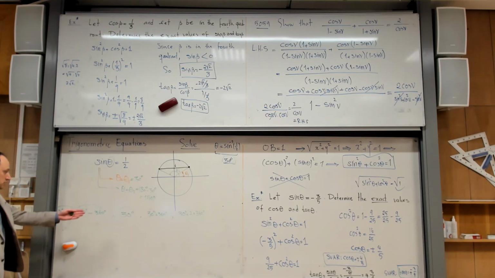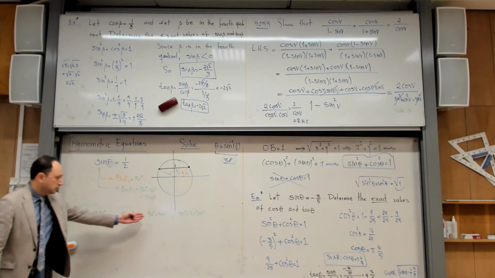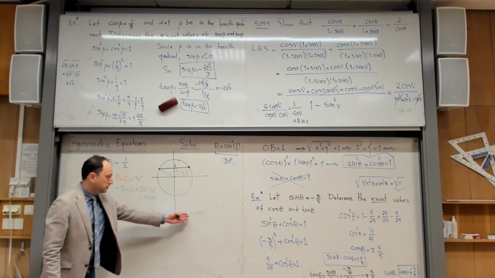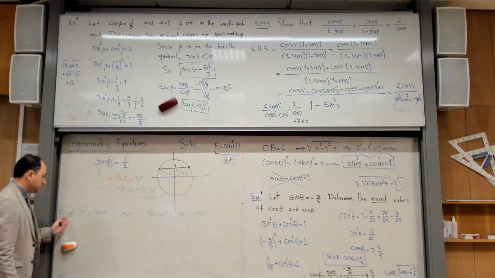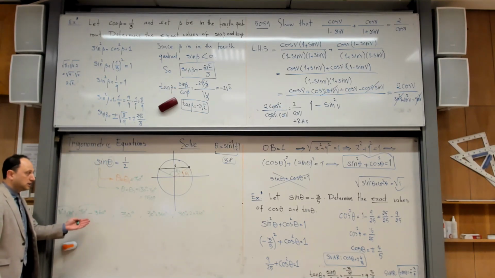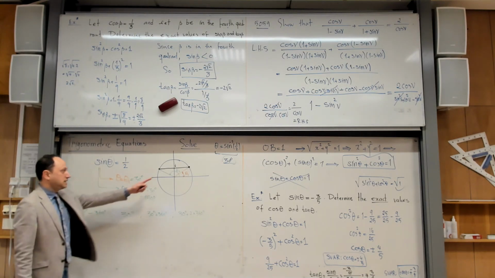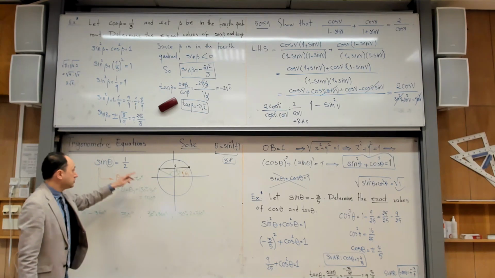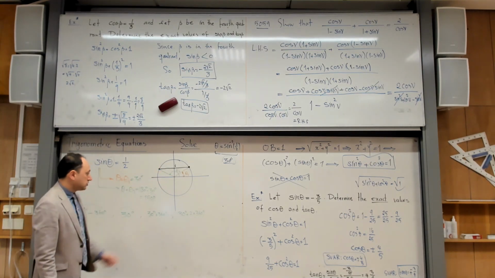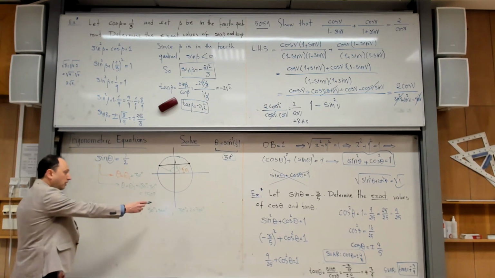Of course the angles are not the same. This is 390, this is 750. But the angles are not the same. This is minus 330. They are not the same, but all of them end up here. And what matters for sine is the end point. So all of them are acceptable.